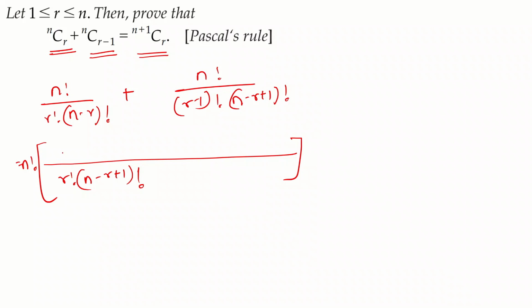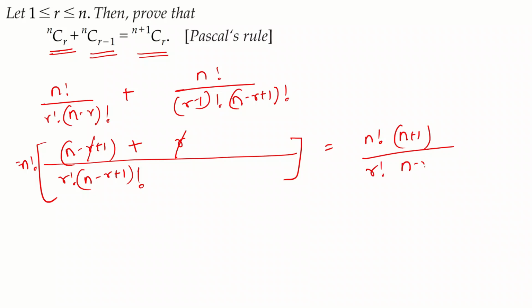So we are having r factorial, so it's not needed. Then we are left with n minus r plus 1 over here, and plus this is here, and minus r plus 1 factorial is here. So we are left with r, because r times r minus 1 factorial will be r factorial, right? Okay, now what we are left with is n factorial times minus r plus r gets cancelled out, so n plus 1 is what we are left with, divided by r factorial n minus r plus 1 factorial.